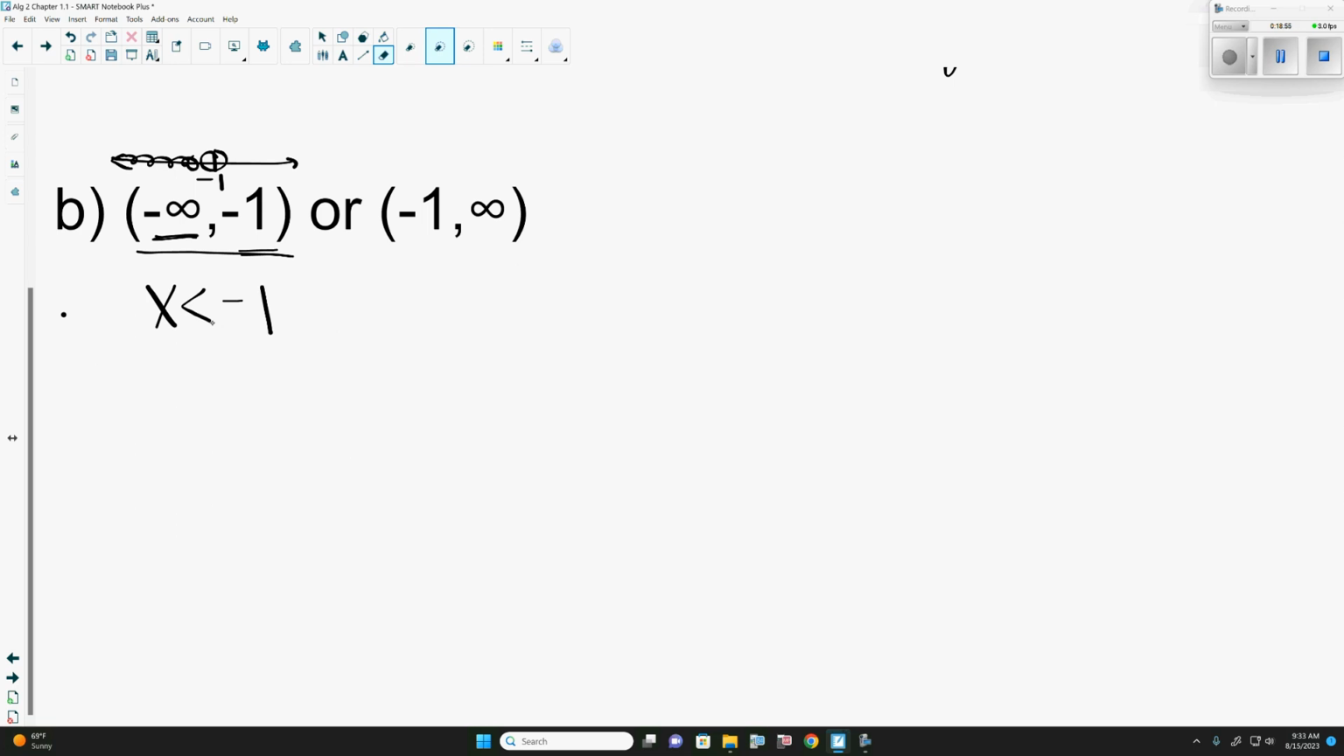Because we could do the same thing over here. We also have -1. We'll have a circle here. Will this circle be open or closed? Open. Which side are we shading, to the right of it, to the left? Okay. So we'd have -1 and x again.